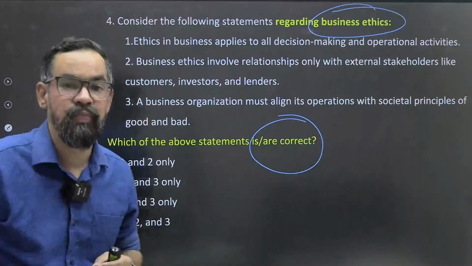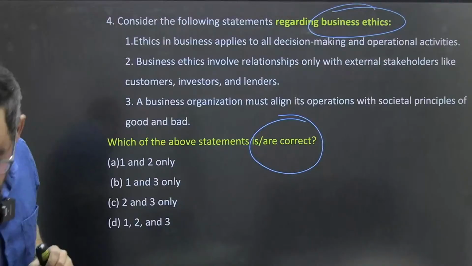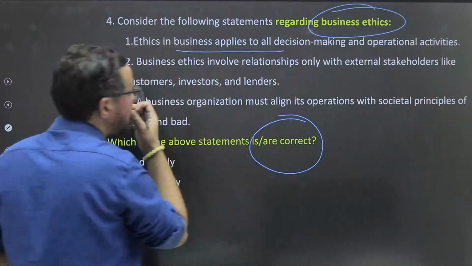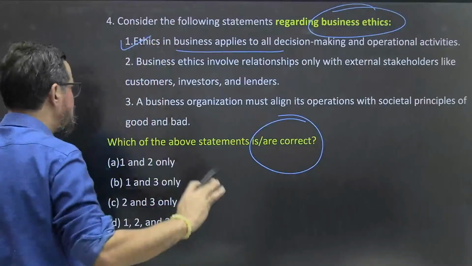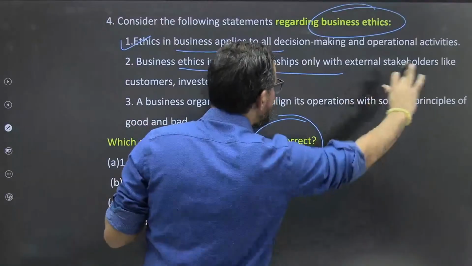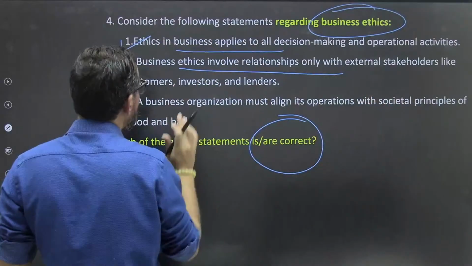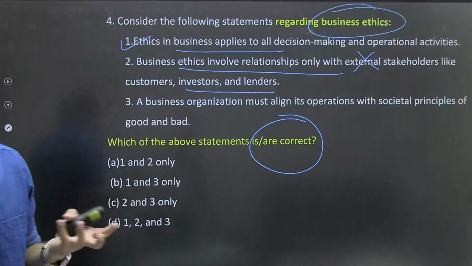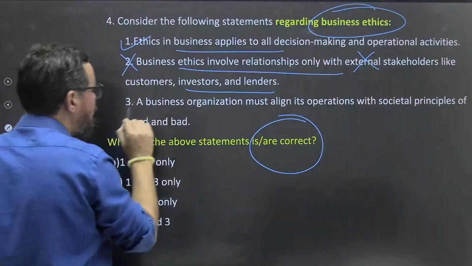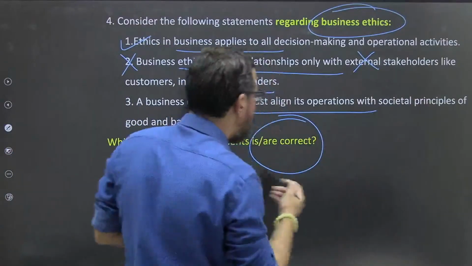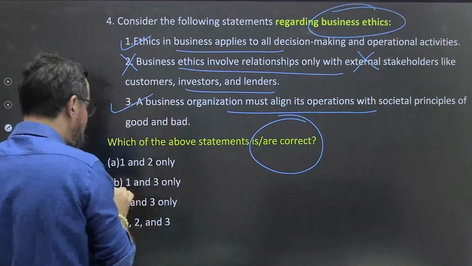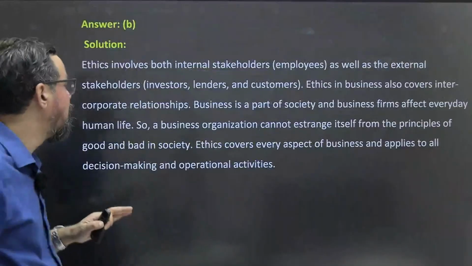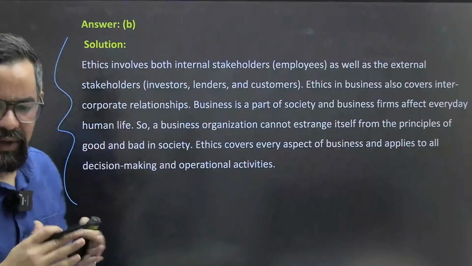So what will be your correct answer for this one, guys? Kajal ma'am is saying option A should be the right answer. Chalo, let's go through the statements. Ethics in business apply to all decision making and operational activities. 100% true. Business ethics involve relationship only with external stakeholders, investors and lenders. No, it is not only about the external stakeholders. Internal is also part of this one. A business organization must align its operation with societal principles of good and bad. 100% true. 1 and 3 means option B should be the right answer for this particular one. Yes, everyone marked the correct answer for this one. Very good. This is very easy and understandable. There is no problem, I guess.